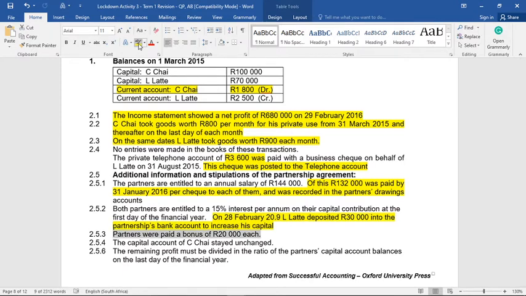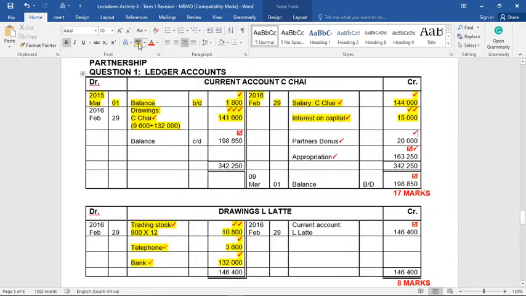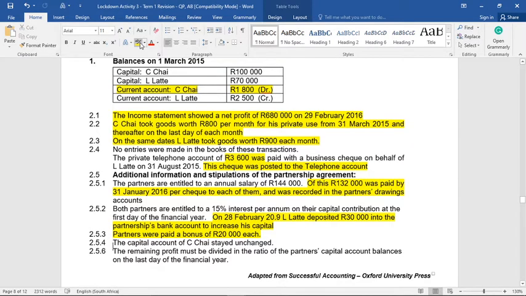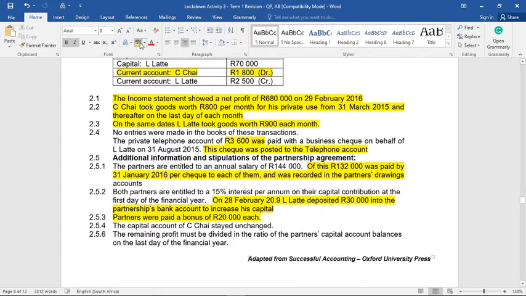2.5.3 says that each partner was given a bonus of 20,000. So in the appropriation account, partners' bonus is either one line or two lines, preferably, I guess. You could say bonus C. Chai, bonus L. Latte, but there is 20 and 20, which is 40,000. At this stage, we have completed those four figures, the primary distribution of profits. So we now have to see, is there money left over for us to allocate? And that possibly is what the next adjustment is saying. 2.5.4, the capital account of C. Chai stayed unchanged.